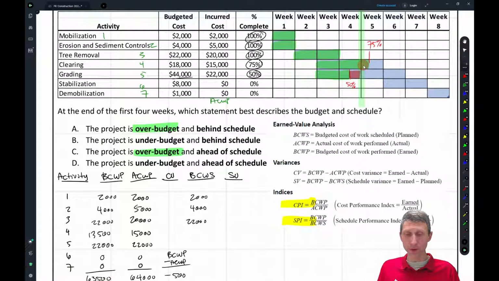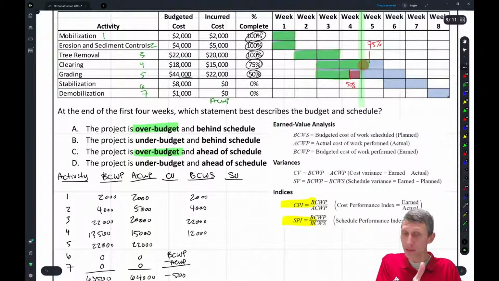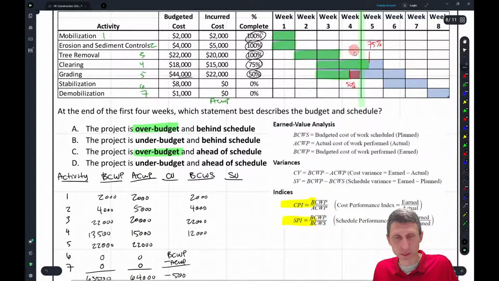But what do we notice? We notice that 2 over 3 times 18,000 is going to be 12,000. So the budgeted cost of the work scheduled, we're only supposed to have 12,000 done, but we have 13,500 done. 13,500 worth of work done. It's actually 15, so it's over budget. But we have more work done than we had previously scheduled. And then kind of this one here, we're at 50% of the work.